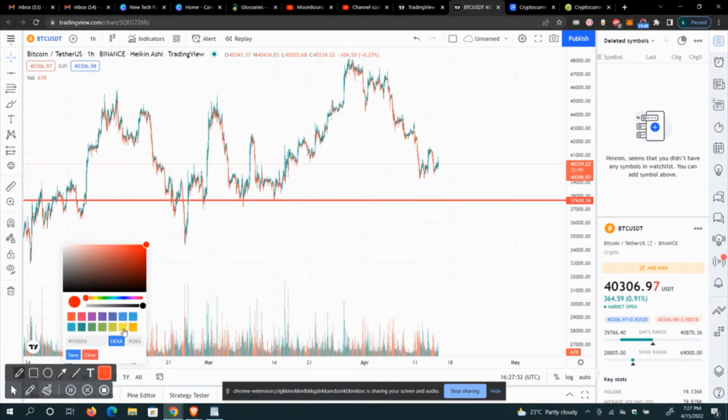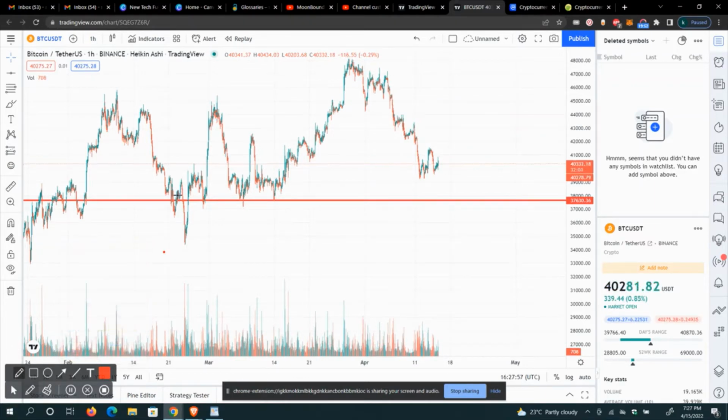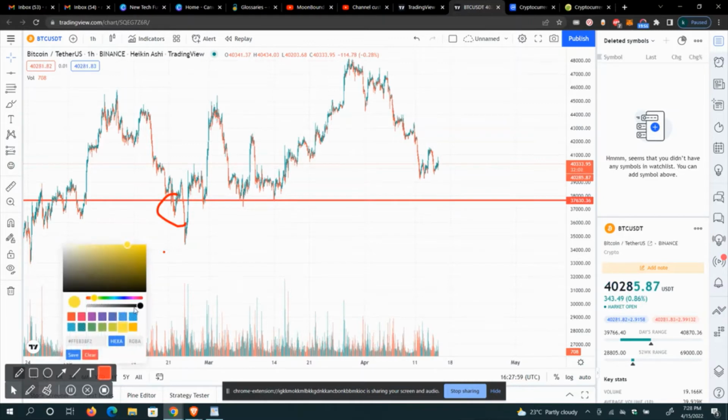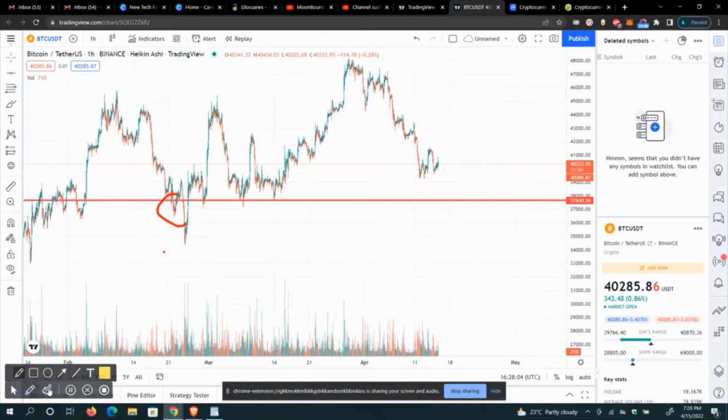Let me use yellow. Okay, now let's go. So look at this spot. Look at this spot. It broke it at some point and it came back. It happens sometimes. So now I'm trying to explain what a support simply means.